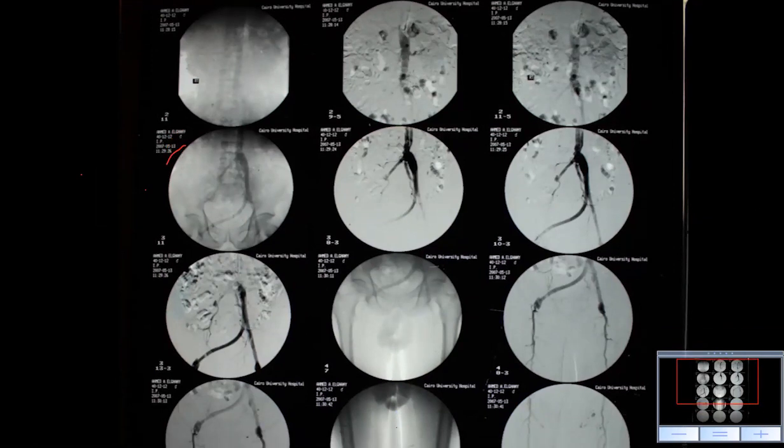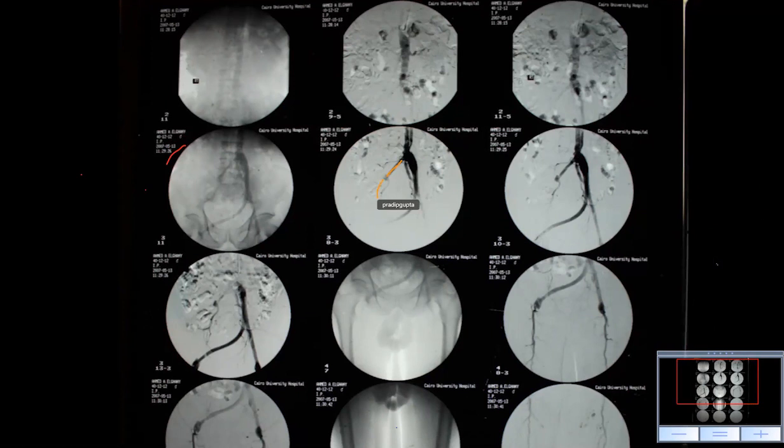Where's the right common iliac? It's blocked. I think it's like this one. It's not blocked. It's there. Sorry, oh yes, there is the right common iliac. Which artery is blocked distal to it? It's the external iliac. The external iliac is blocked, but the common iliac is there. Can you see the internal iliac?